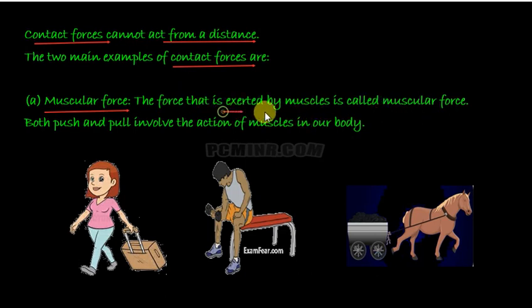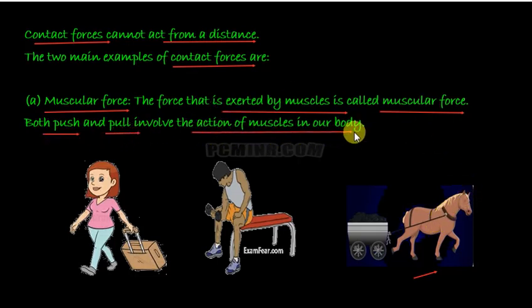So a force which is exerted by muscles is called the muscular force, and whether you push or you pull something. So here we can see a woman is carrying her luggage, so she's pulling it, and here a boy is trying to hold the weights, he's again applying muscles in his body, and the horse is trying to pull the cart, he's also applying his muscles to pull. So both push and pull involve the action of muscles in a body, and so they are under the muscular force, and you cannot apply muscular force without a contact. So it is a contact force.